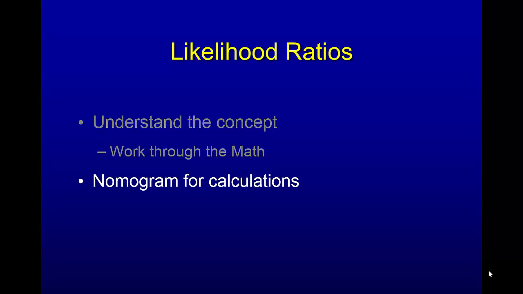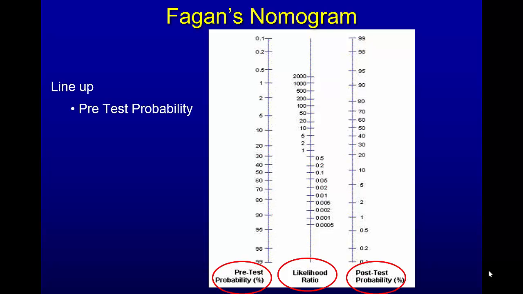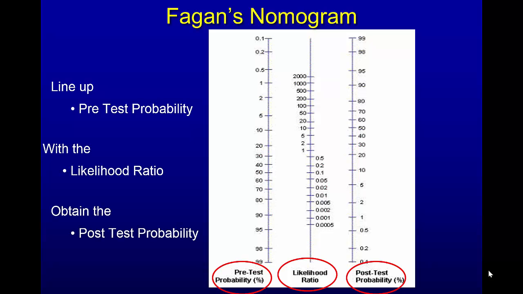So this is Fagan's nomogram. This is now computerized and in apps. And it has a pre-test probability as one column. It's got a likelihood ratio as the second column. And if you line them up, you get the post-test probability. So what you have to do here is you line up your pre-test probability that you have estimated, and you line it up with the likelihood ratio of that particular patient's test result, and you will wind up with the post-test probability for that particular patient.